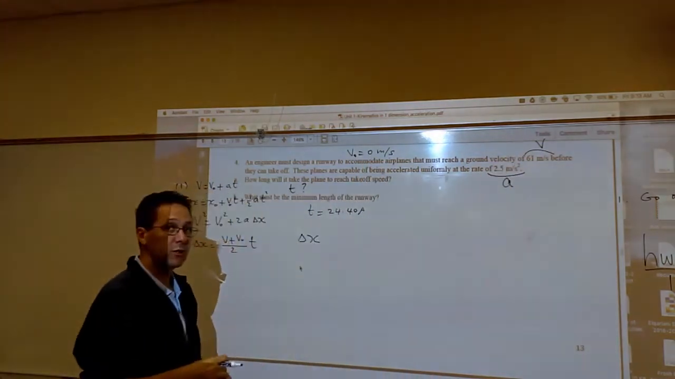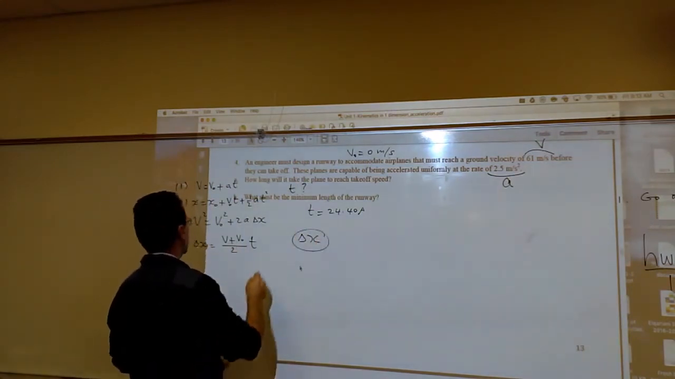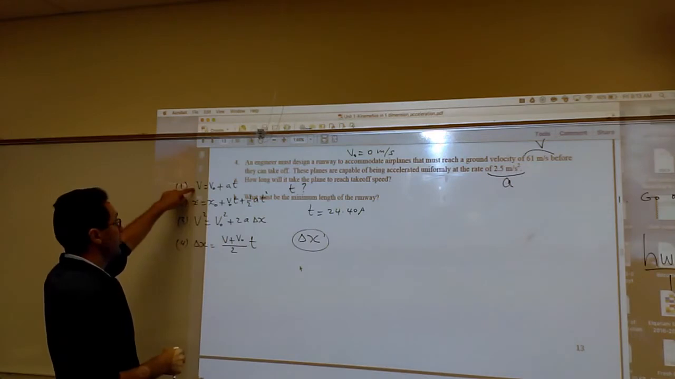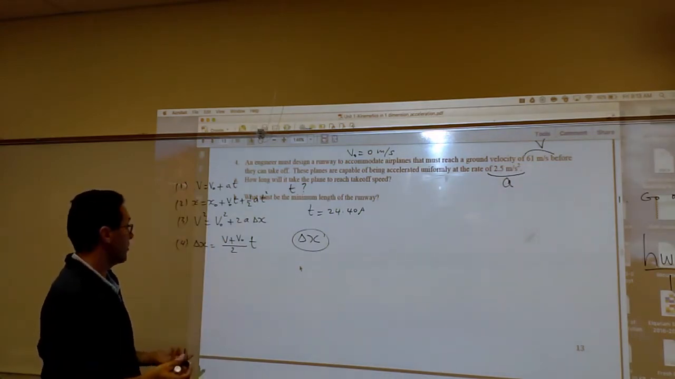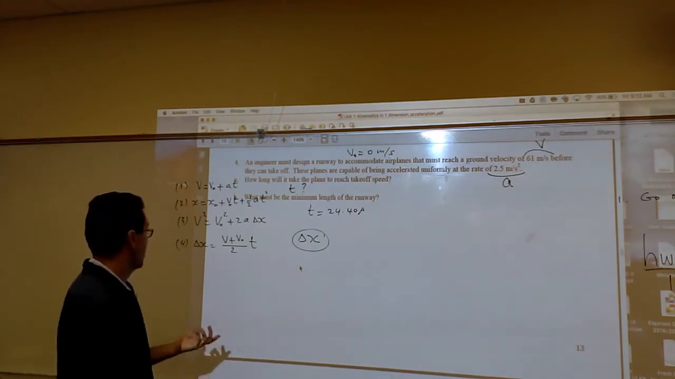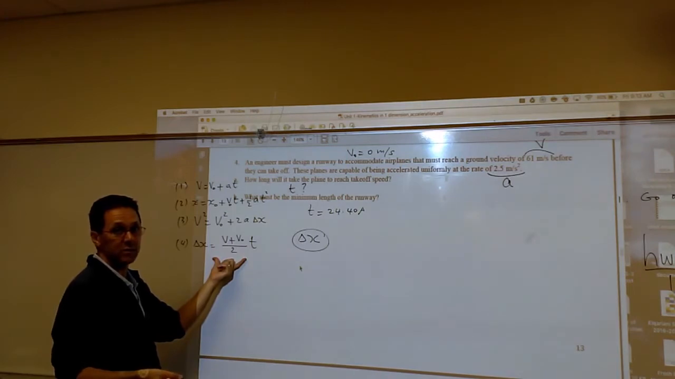So at this point, you have choices. Just make sure you pick the equation that has delta X in it. In other words, you cannot use the first one, but you can pick any of the other ones. What I would recommend is to pick the simplest of all of them, and it looks like the last one is the simplest.